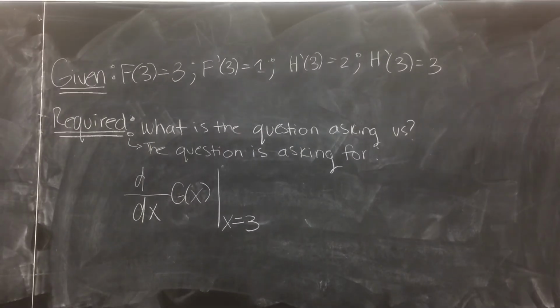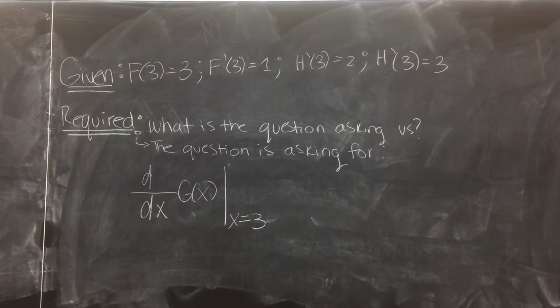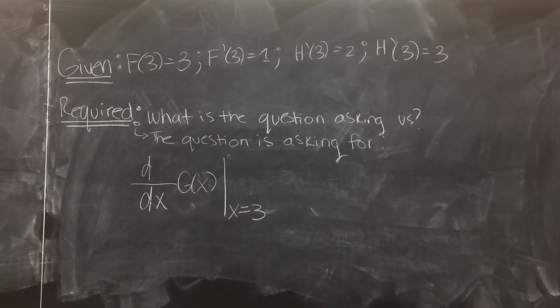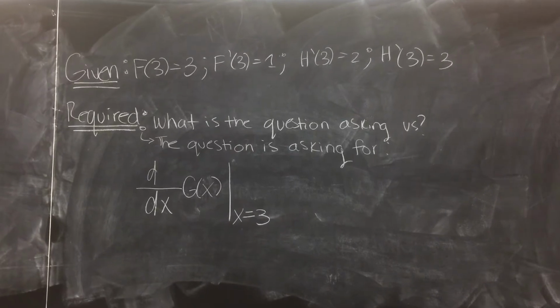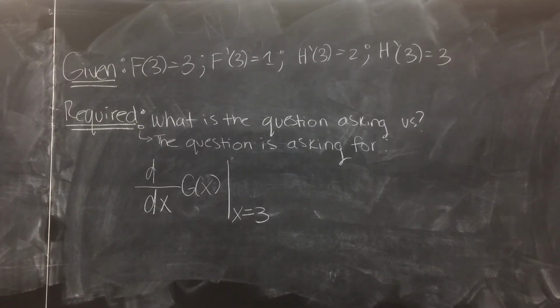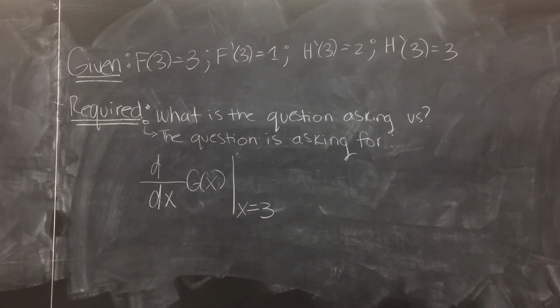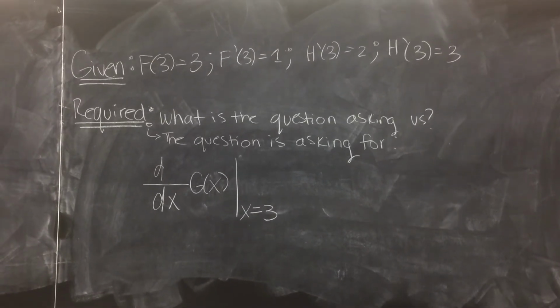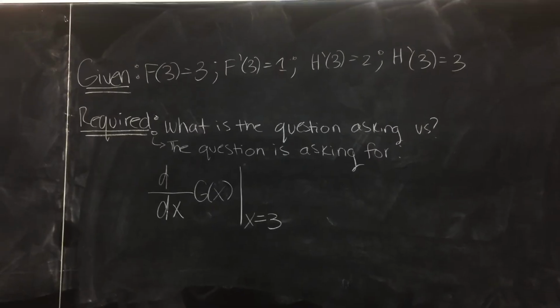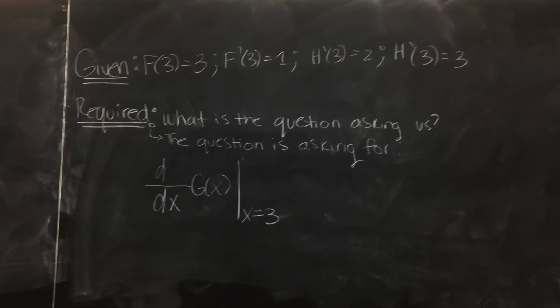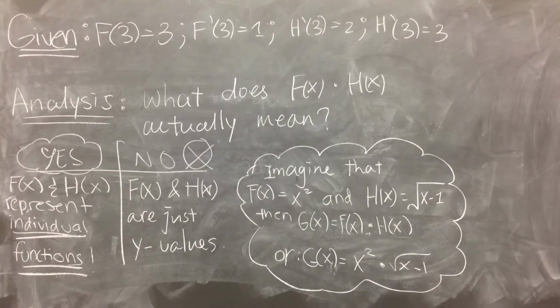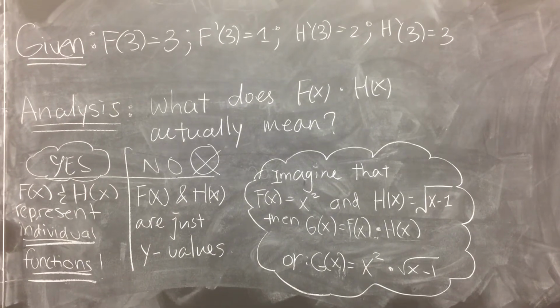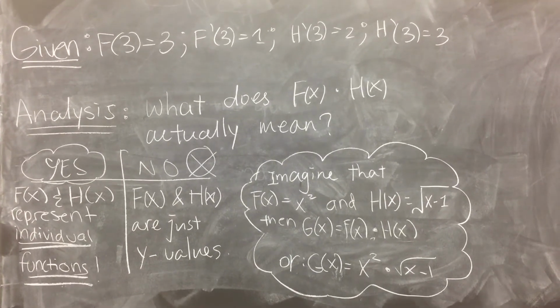So in this question, the question is asking for the derivative of g of x at the point x equals 3. The notation that we've written this in is called the Leibniz notation, and it denotes the value of the derivative at a specific point. The question is asking what is the value of the derivative of g of x at the point x equals 3.